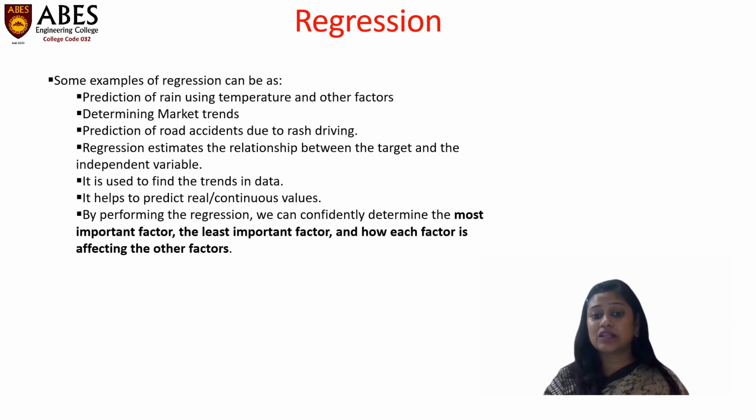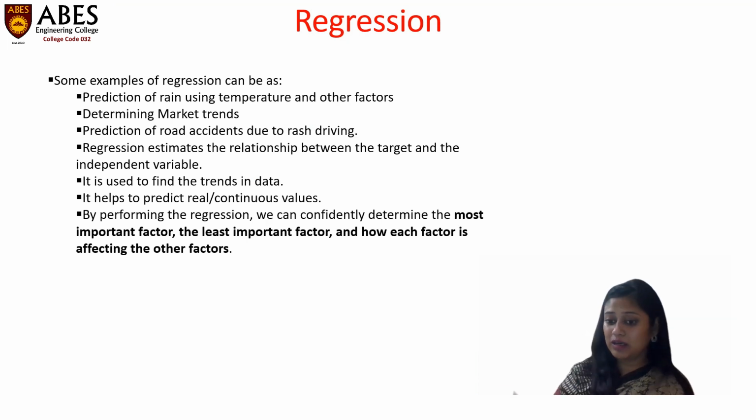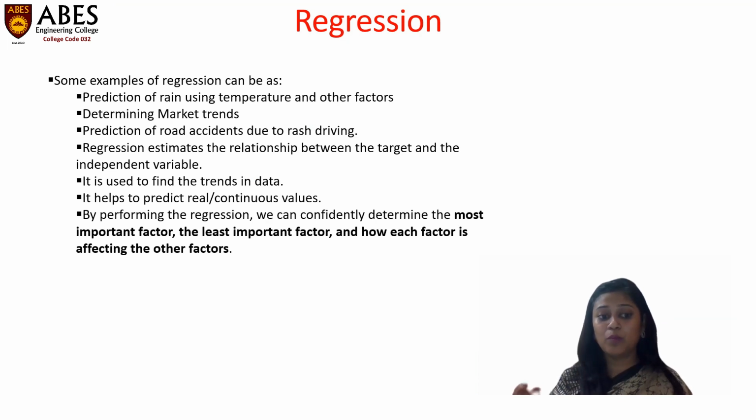Regression estimates the relationship between the target and independent variables. We have different features with different variables. If my variable is changing, then definitely my output will be affected. So we have to identify the most important factor and the least important factor that impact my particular application. How one factor, one parameter, one attribute is related with another one. All these things we can do with the help of regression.